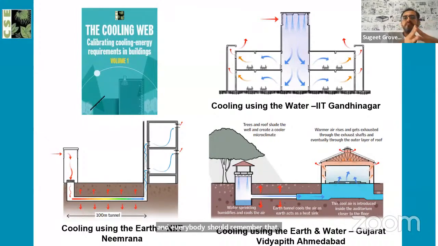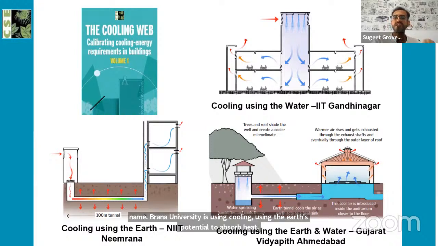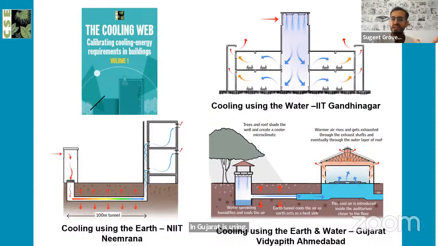So we came up with a publication called The Cooling Web, which we released last year. If you're looking at designing a new campus, or if your campus is thinking about new ways of cooling, then there are many examples that we saw in different universities and campuses. For example, NIT Nimrana University is using the Earth's potential to absorb heat. IIT Gandhinagar in Gujarat is using evaporative cooling because they are in a hot and dry climate. And similarly, Gujarat Vidyapeeth in Ahmedabad is using both: the absorption capacity of the earth as well as evaporative cooling to cool themselves down.